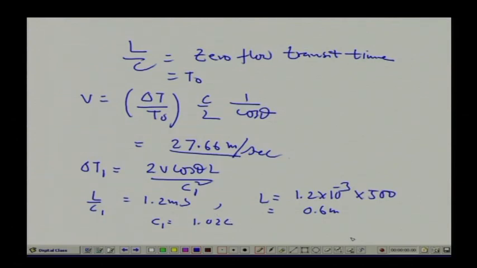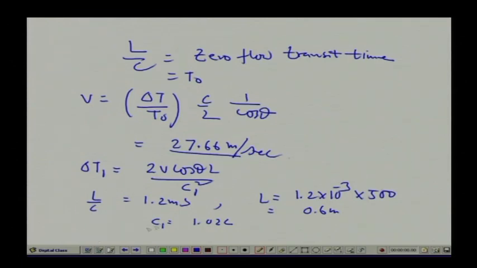Actually, this should be C1, I think, because this is a no change. So, let me take the eraser. It should be C1, so C1 equal to 1.02 C. Let me take the pen again, like C1 equal to 1.02 C. Now, there is a change, right? So, there is a change of the fluid velocity.